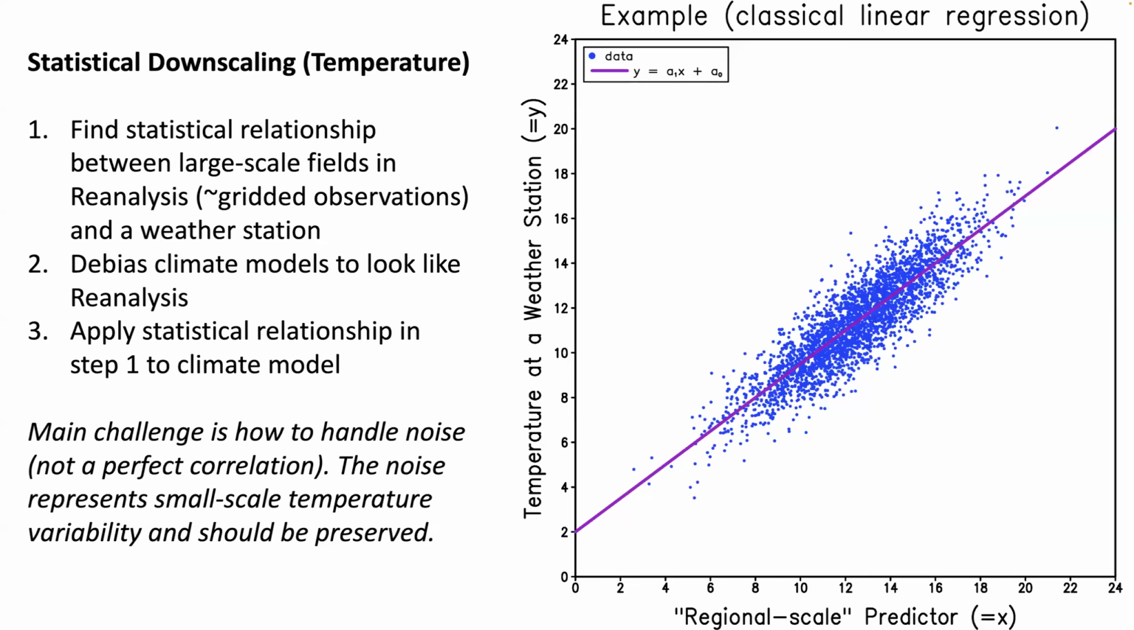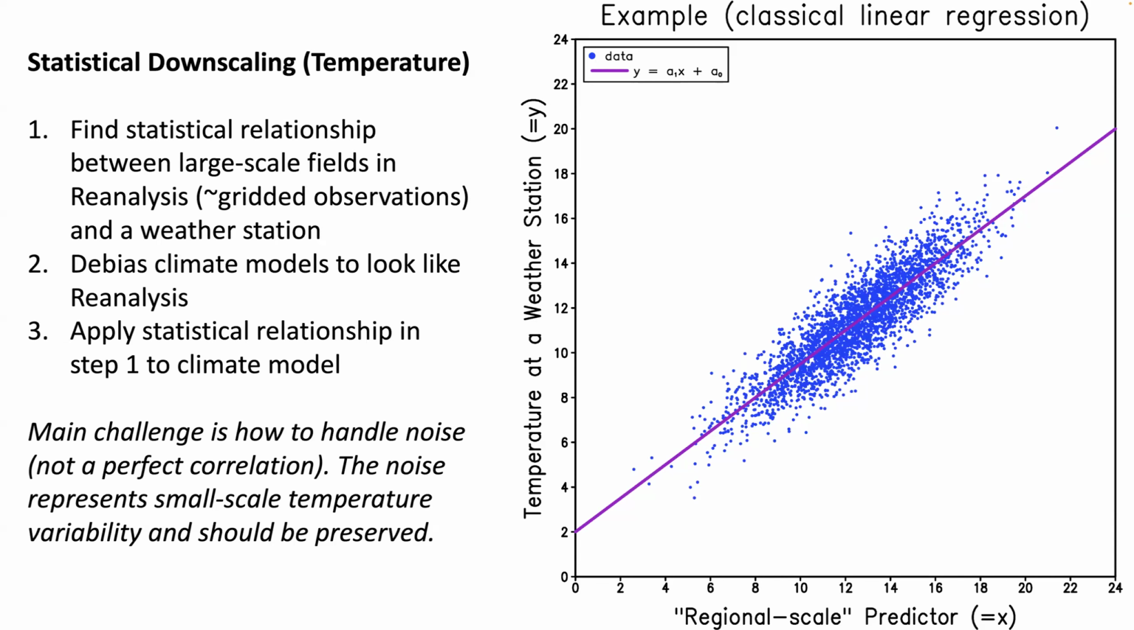You also need to debias a climate model if you're using one so that it looks like reanalysis or observations. Some climate models have systematic warm or cold biases, wet or dry biases. You need to correct for that. And then you apply the statistical relationship in step number 1 to your climate model.